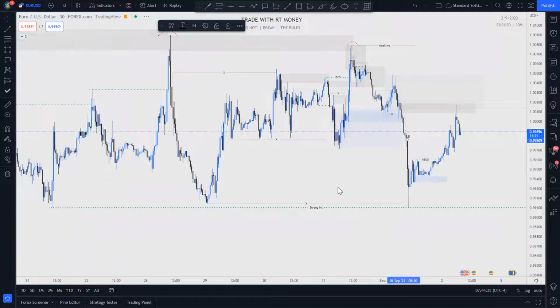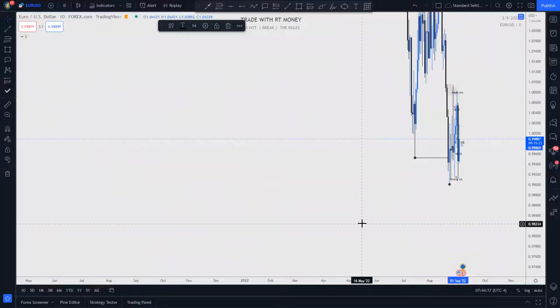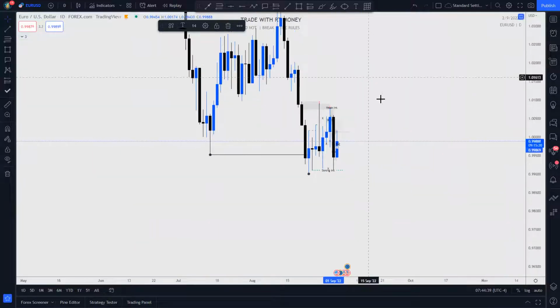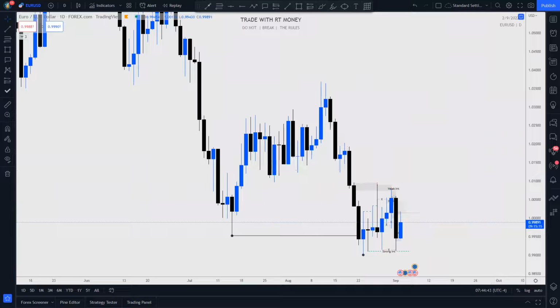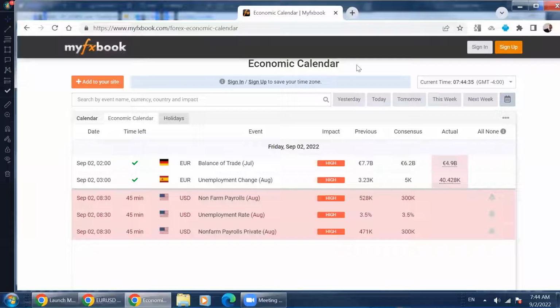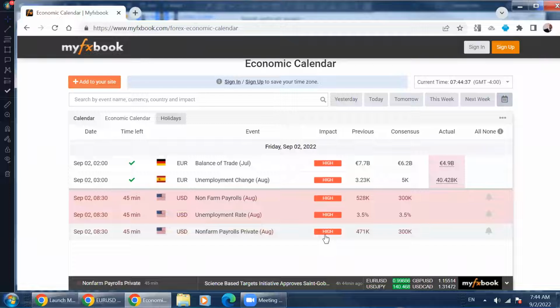Hey, let's take a look at Euro USD as quickly as we can because we've got 15 minutes before New York open. First thing I want you to understand is that this is not a time to be making new entries. We have non-farm payroll in about 45 minutes. All right, we've got NFP in 45 minutes. This is not the time to be entering a new trade.